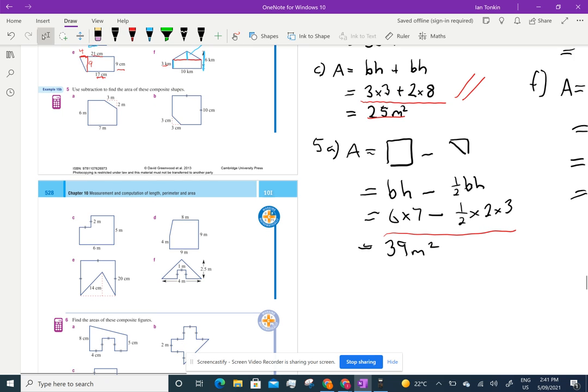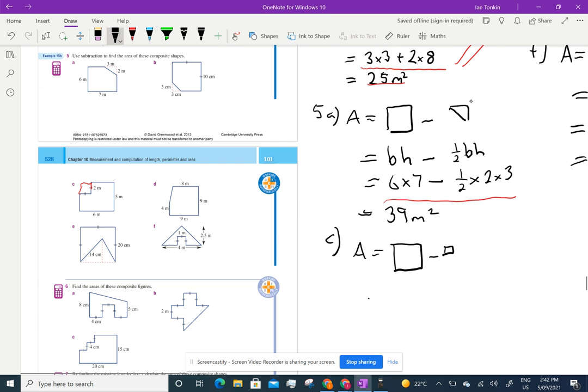Let's jump into C. So C, again, I've got a rectangle, and they don't show me, but it's pretty obvious. I've got a little square here that I've got to take away. So my area is the big rectangle minus that little square. Well, the rectangle's easy. It's BH. And this, BH.